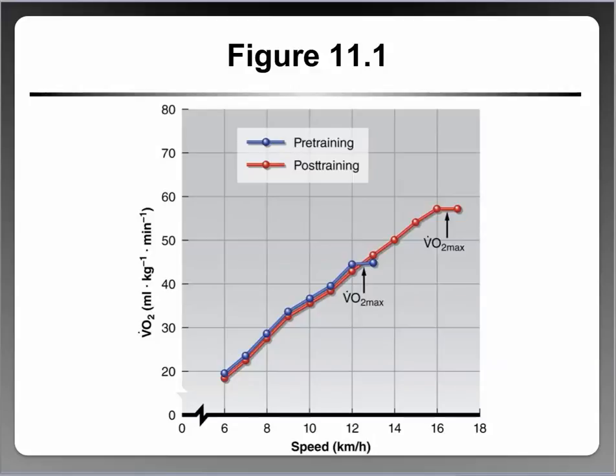It is the equivalent of about 8 miles an hour. And then after 12 months of endurance training, their VO2 has increased from 44 milliliters per kilogram per minute up to about 57. This represents a 30% increase, and their peak running speed has also increased. It's gone up to about 16 kilometers per hour, or right around 10 miles an hour. So they can run quite a bit faster after training.